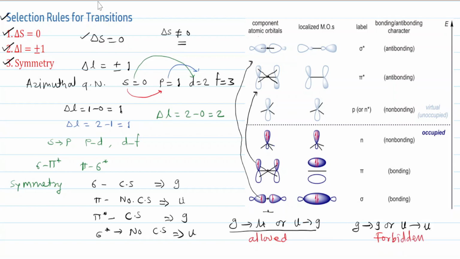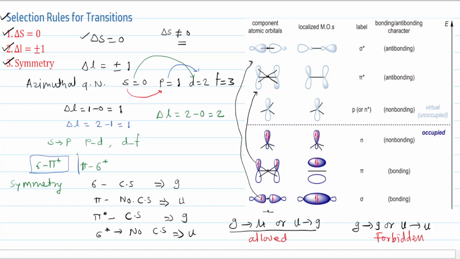Now consider the sigma to pi star transition and pi to sigma star transition. Here sigma is gerade and pi star is gerade. So gerade to gerade, it is forbidden. Then pi to sigma star, pi is ungerade and sigma star is ungerade. So it is again a forbidden transition. Now consider a sigma to sigma star transition. Sigma is gerade whereas sigma star is ungerade. So it is the allowed transition.